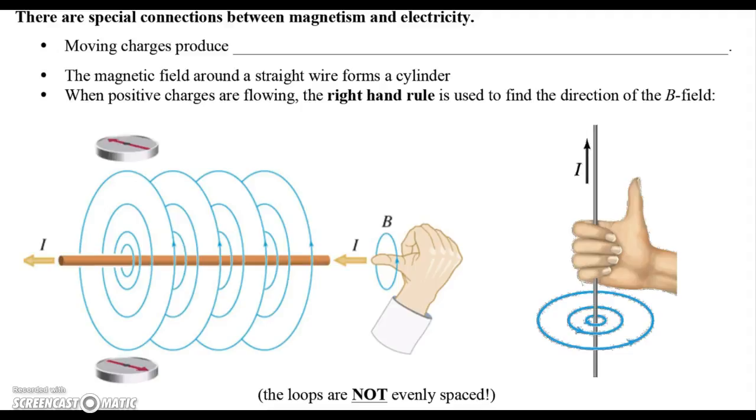There are special connections we're going to study between magnetism, magnets, and electricity, charges. Here's one. Moving charges, charges that are going somewhere, that are moving, they produce a magnetic field. And let's write a cylindrical magnetic field. A cylindrical magnetic field. Weird. So weird, but it's true.